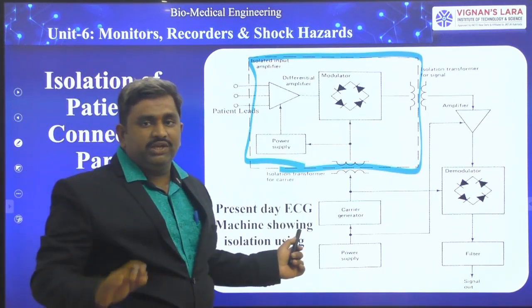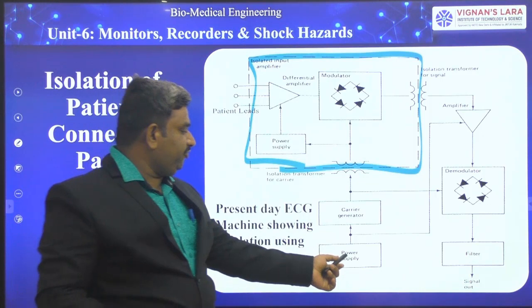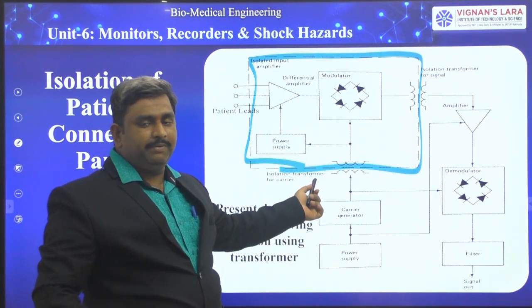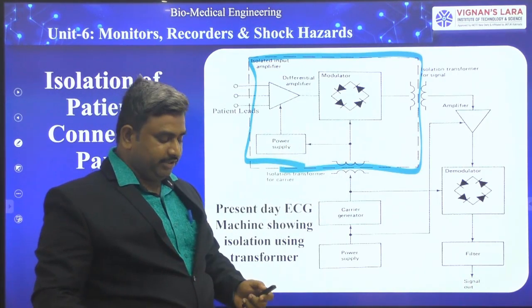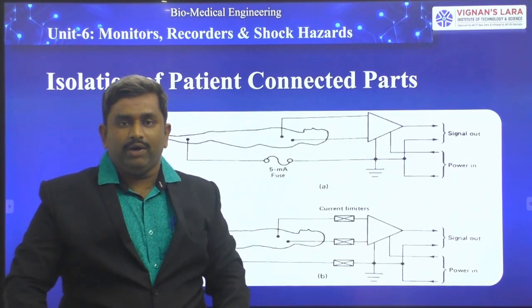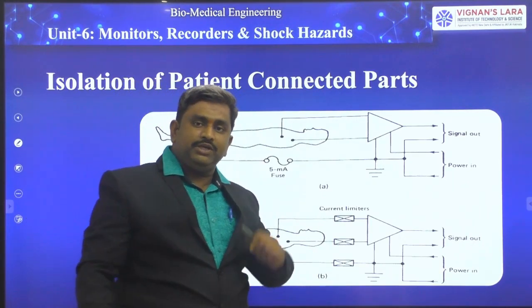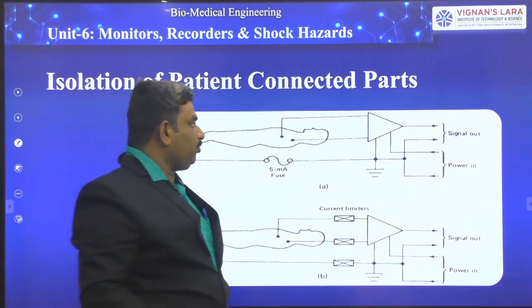Now, whichever current is coming from this power supply is protected. The power supply is completely protected, and this current cannot be transferred to the patient. This is one type of isolation for the ECG machine. Now, on the machine side we have provided isolation. Now coming to the patient side, we have to provide the isolation.